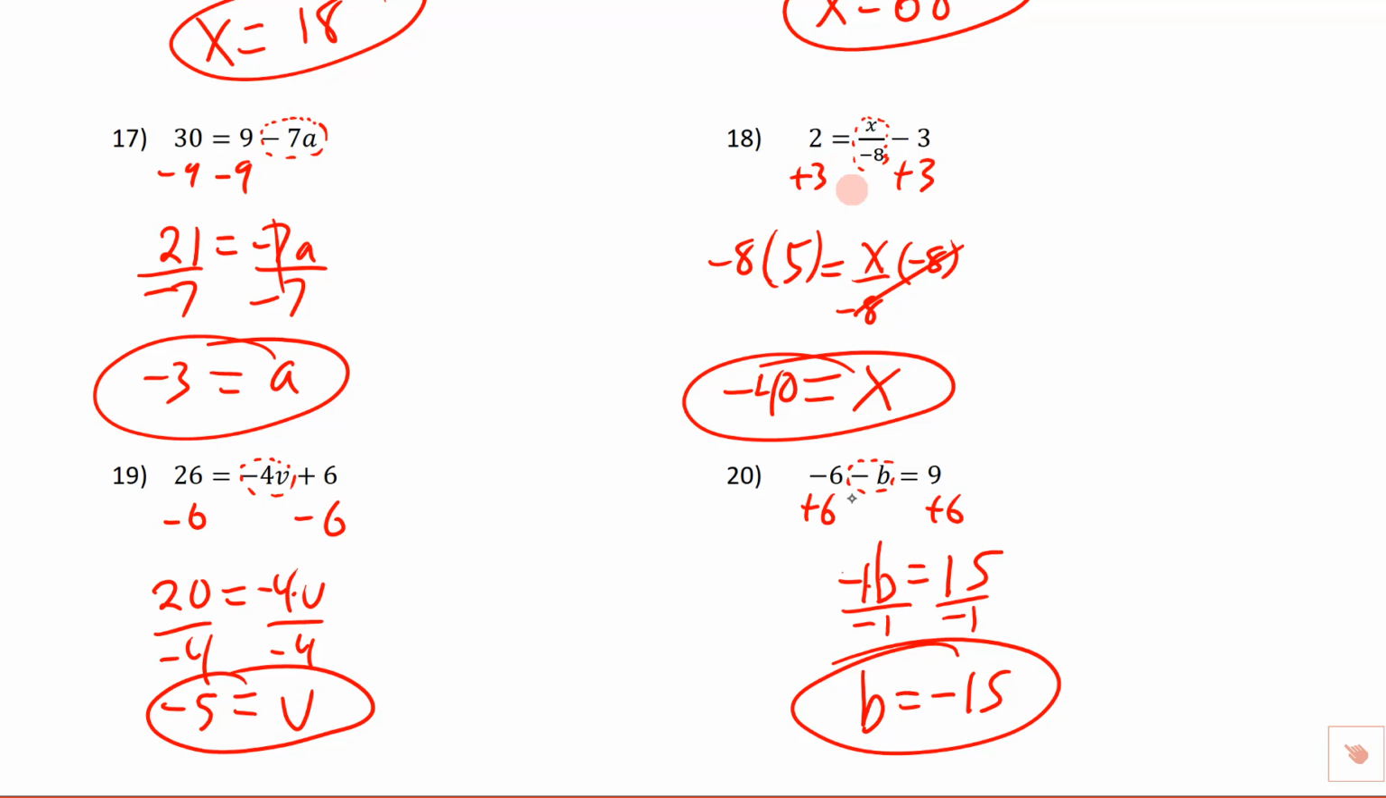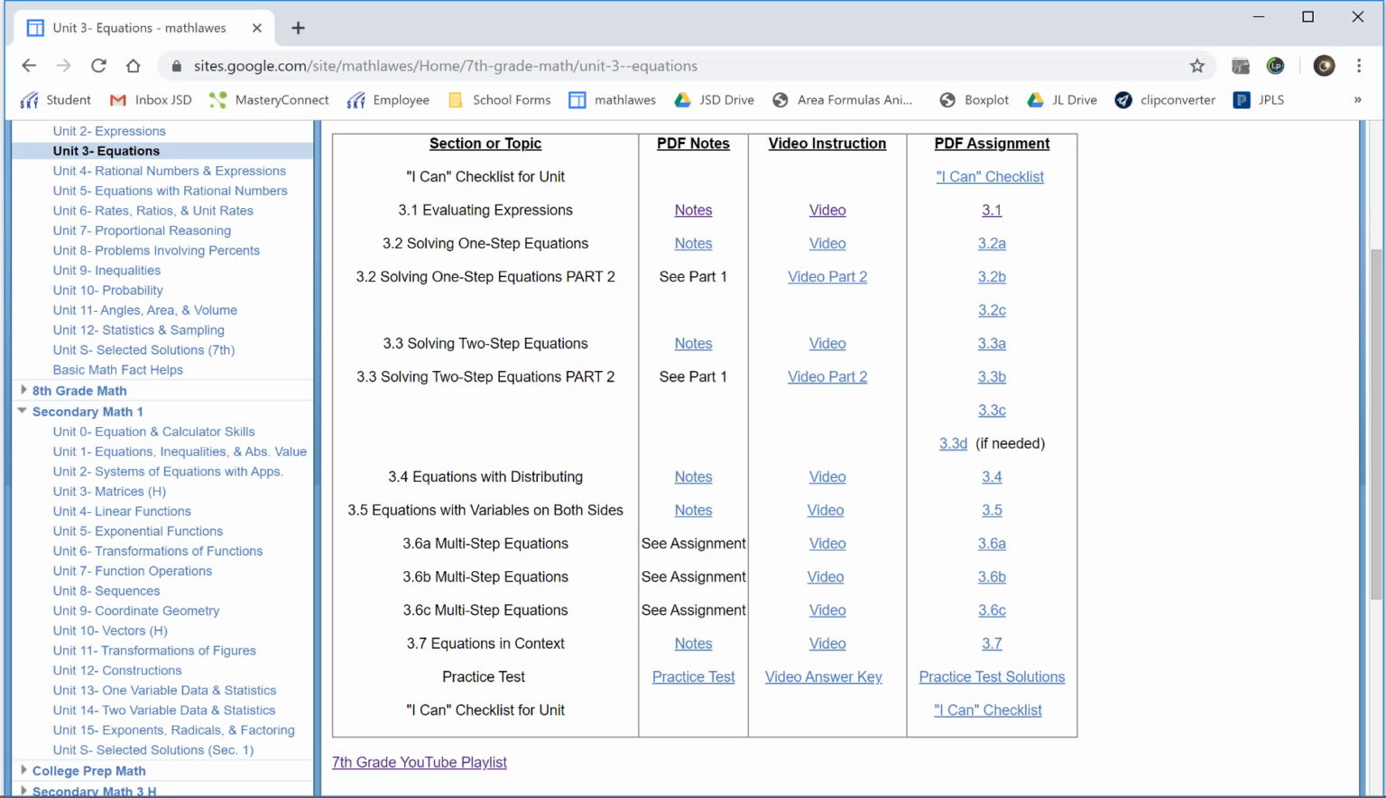Hopefully you've gotten help with half of those problems. If you needed to watch this to either check or get some help on the other ones, great. Again, if you need to, please go to the website, check out the stuff in Unit 3. There's One-Step Equations right here. We've got notes, a video, and then an assignment that you can also do that's similar to this one.